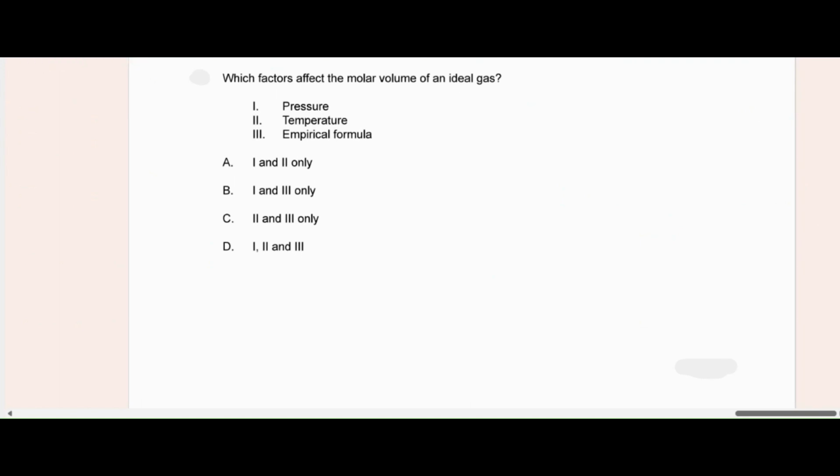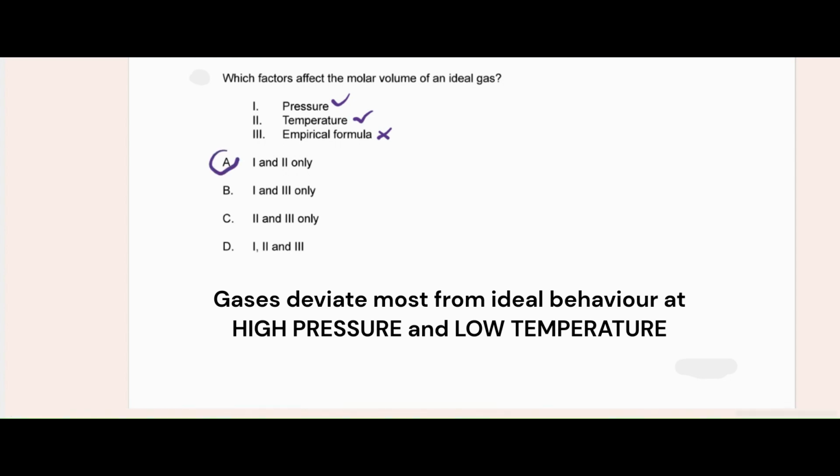Next one. Which factors affect the molar volume of an ideal gas? Pressure, temperature, empirical formula. Okay, well, we know empirical formula won't affect our volume of an ideal gas. It'll be pressure and temperature, and that will be A.